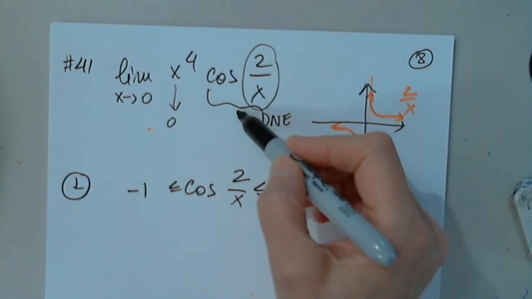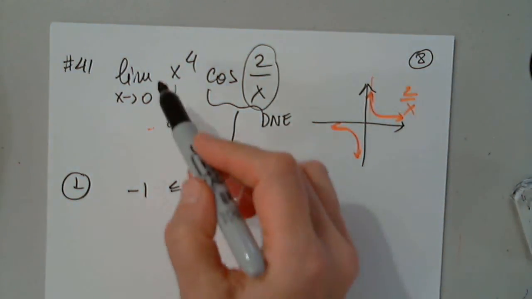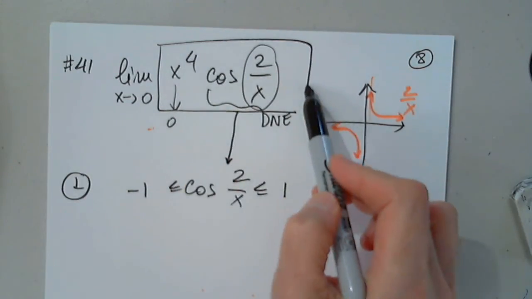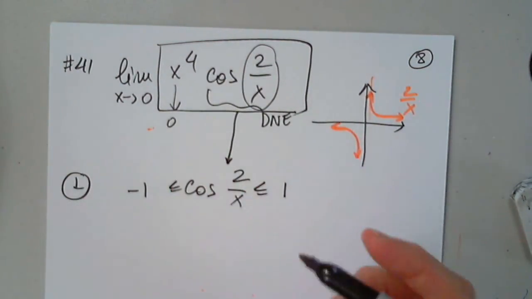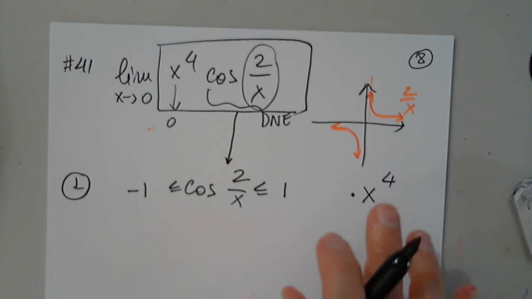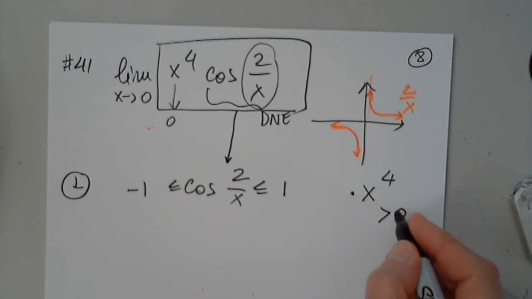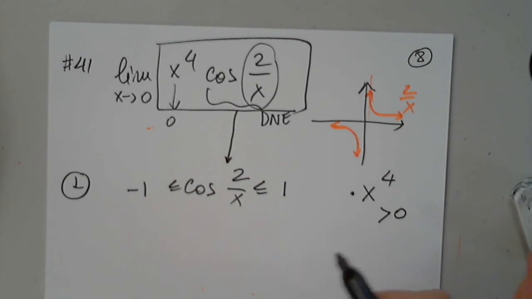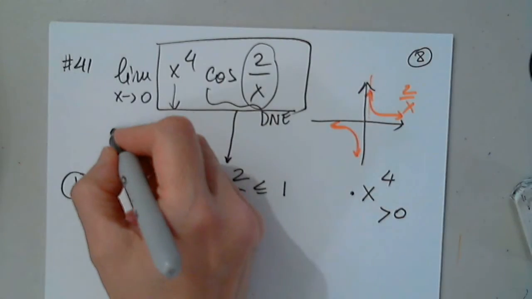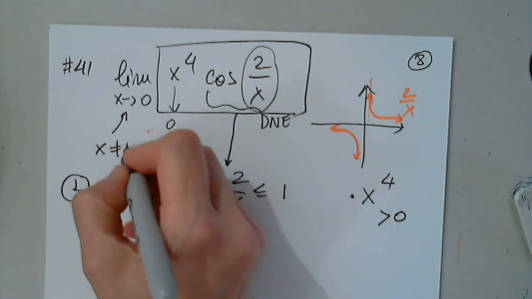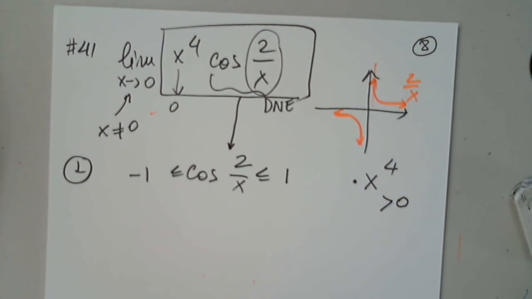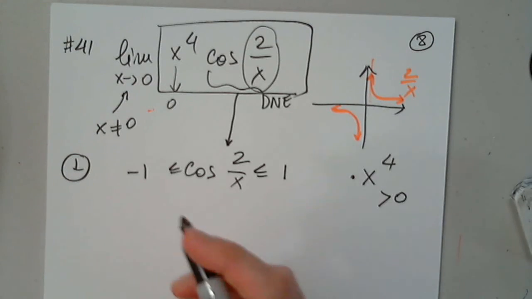So I have this piece, but that's not enough, because this is my function. All I have to do is multiply all 3 sides by x to the 4th. But I have to make sure that this is positive and never 0, because I cannot multiply 3 sides of an inequality by 0. This is positive, always. And it's not 0, how do I know? Because this specifically says x not equal to 0. So I multiply.